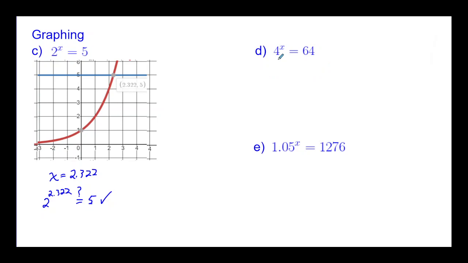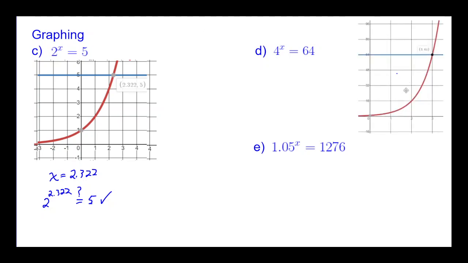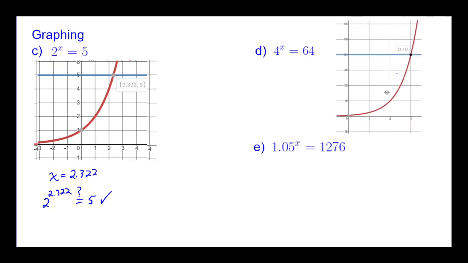Same idea over here. 4 to the x is equal to 64. We can start by graphing the function y equals 4 to the x just by typing it in. That's the red one here. And then we just graph the line y equals 64. So here's the line y equals 64. We want to find their point of intersection. And in this case, we can see that x is equal to 3. So the solution here is x equals 3. Again, you could plug 3 into the equation and see.